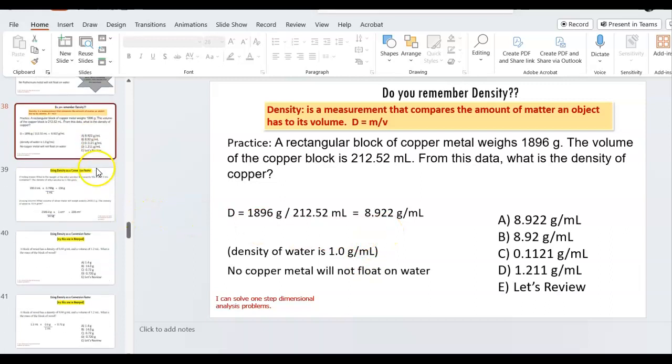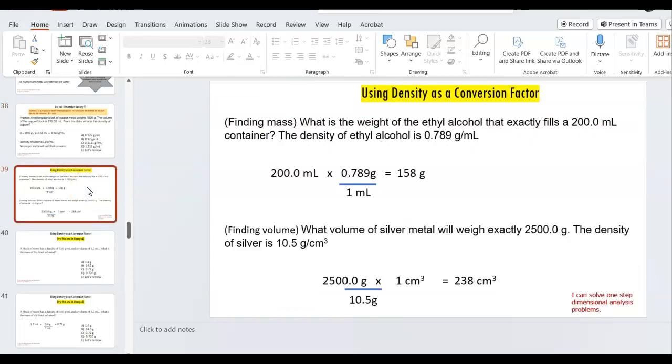All right, so that is just a review of what density is. We're going to use density as a conversion factor because density has 2 units, mass and volume. And because it has those 2 units, it can be used as a conversion factor. So here's a look at two examples of using density as a conversion factor.